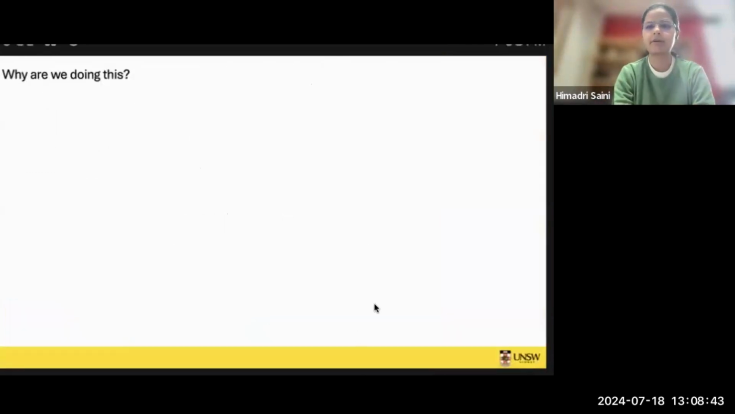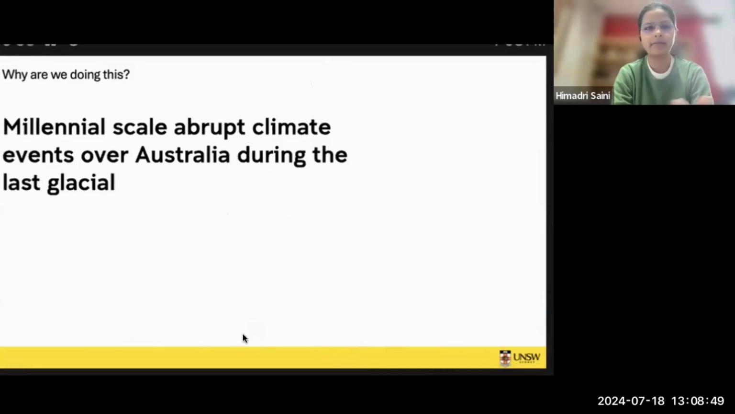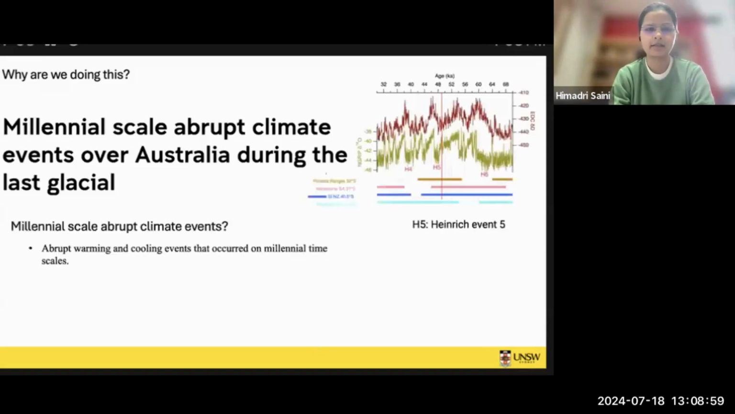Let me just give a brief intro on why we are doing this. The simulation is part of a big project where we are investigating the millennial scale abrupt climate events over Australia during the last glacial period. That is a timeline between 32,000 years ago to 68,000 years ago.